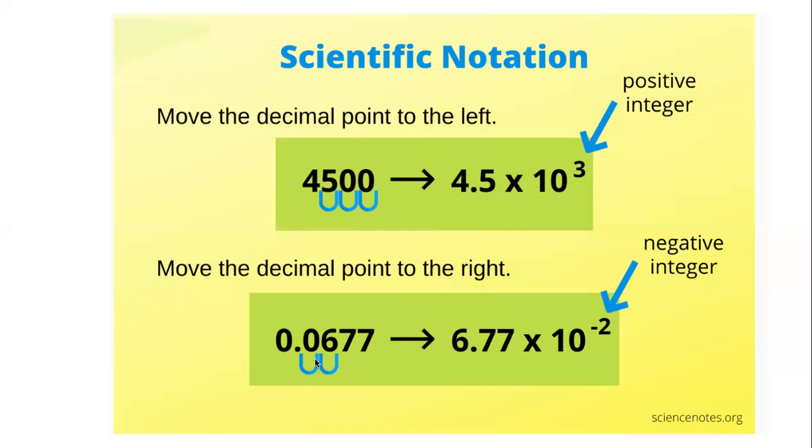We can do this for numbers that are small as well. So you can see that the decimal point is here, and we'll have to move the decimal place to make this number between 1 and 10. So let's try. 1, 2 to give us 6.7. We're going to stop here because that's a number between 1 and 10. And because we moved the decimal place to the right, we're going to give this a negative number, raise this 10 to a negative number. So our final answer in scientific notation will be 6.77 times 10 to the negative 2.